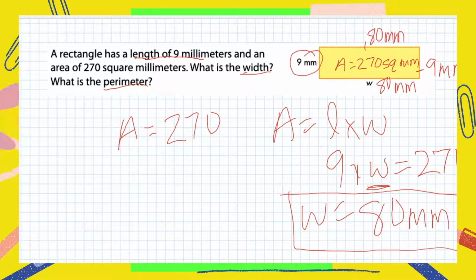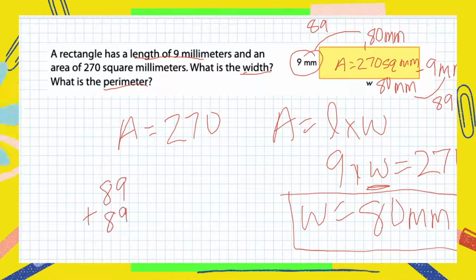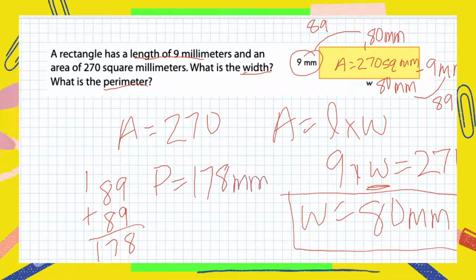What do I have to do to find the perimeter again? That's right, I got to add it all up. So 80 plus 9 equals 89. And the same over here, 80 plus 9 equals 89. I'm going to come down to some open space and add up 89 plus 89 to get my perimeter. 9 plus 9 is 18. 8 plus 8 is 16 plus 1 is 17. The perimeter of this object is 178 millimeters.